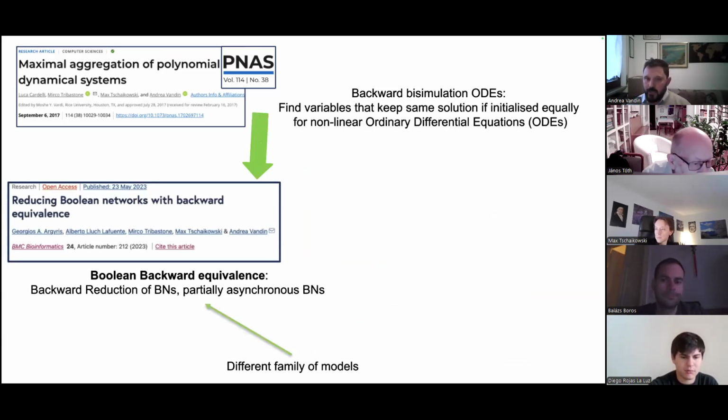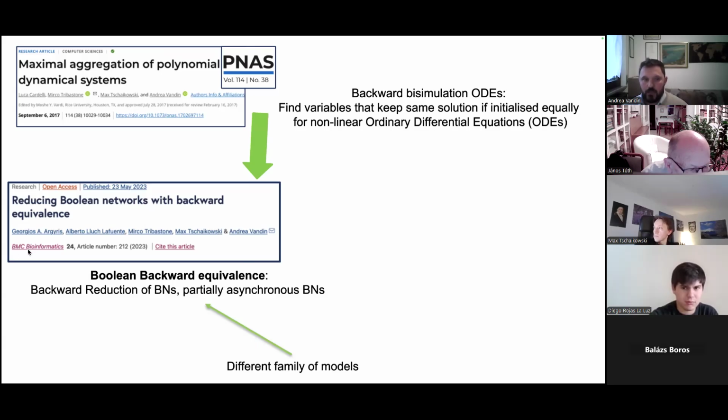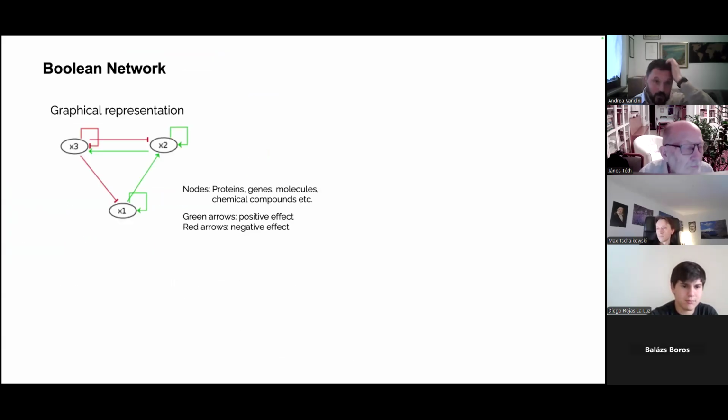We also re-implemented the backward reduction directly for Boolean networks. In this case, we got this domain-specific journal. We have shown in all our papers, we were lucky in finding many real models where we could apply our techniques. So that's it for the history.